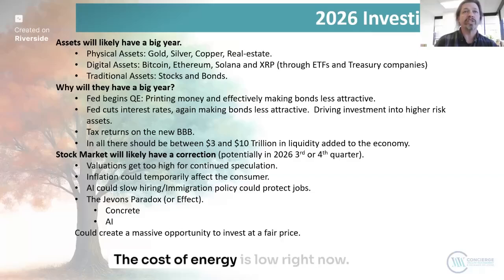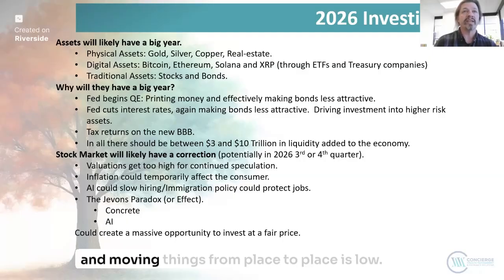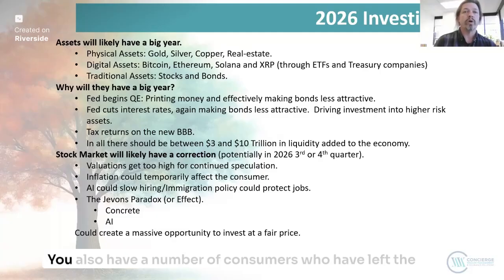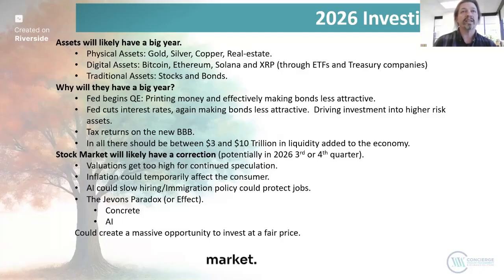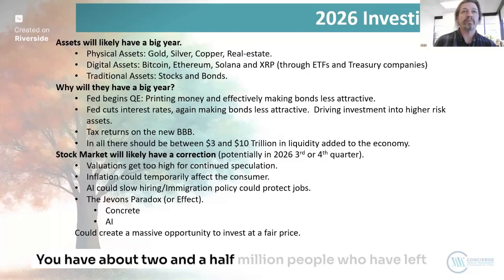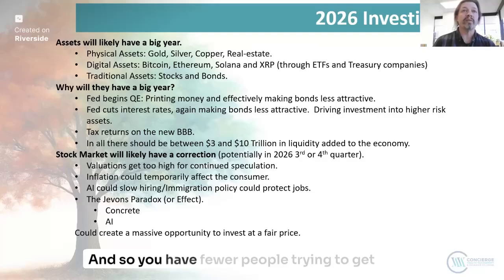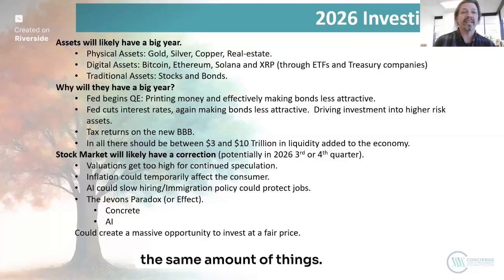The cost of energy is low right now, so the cost of shipping things and moving things from place to place is low. The cost of building things is low. You also have a number of consumers who have left the market. You have about 2.5 million people who have left the country, either on their own accord or forcibly. And so you have fewer people trying to get the same amount of things. And that ultimately helps inflation.